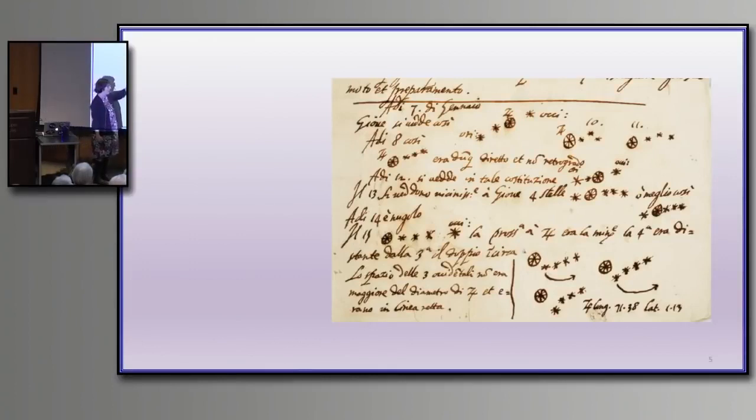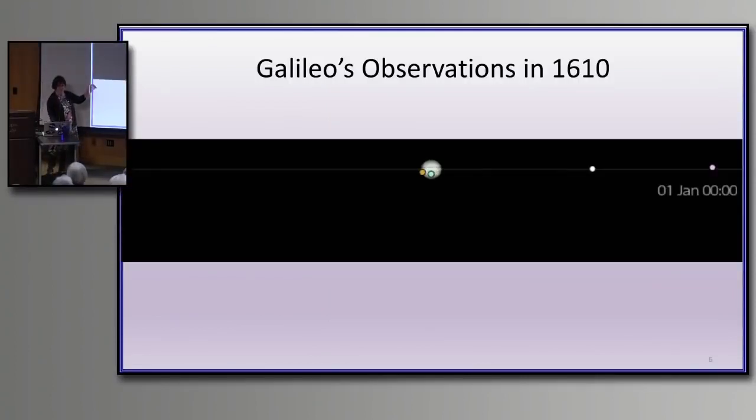And this is just a blow up of that letter that I showed, which is a letter he wrote to the Doge of Venice in 1610. And in that letter, he is describing his observations. So 1609, first observations of Europa.